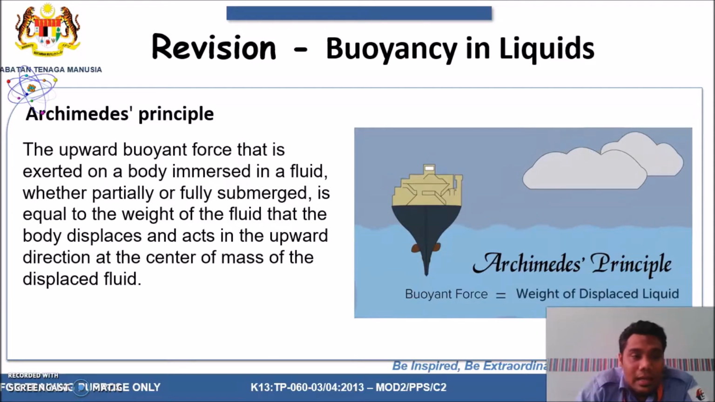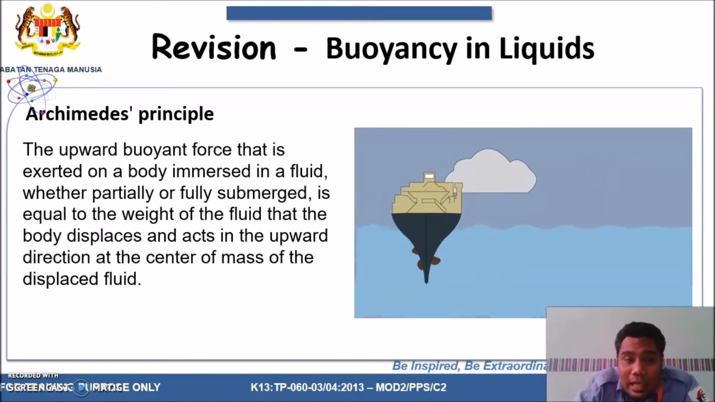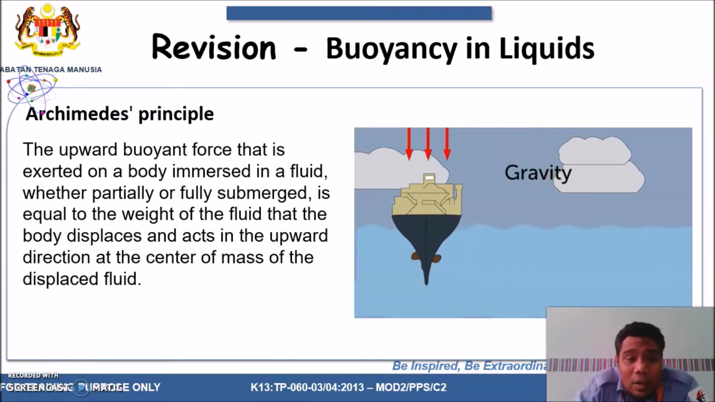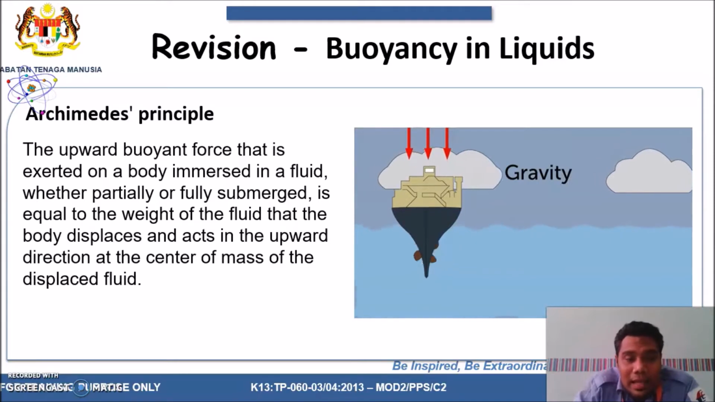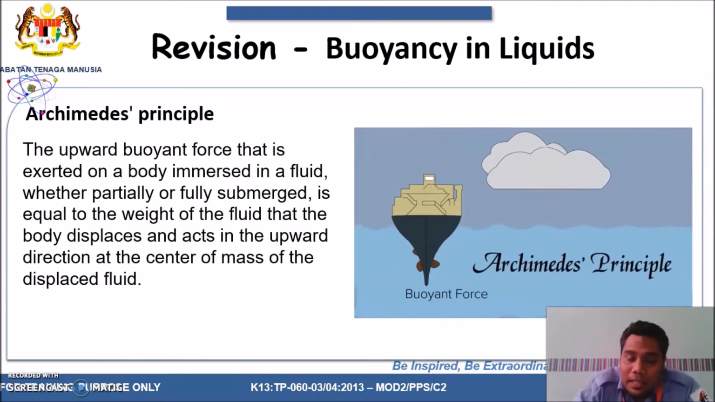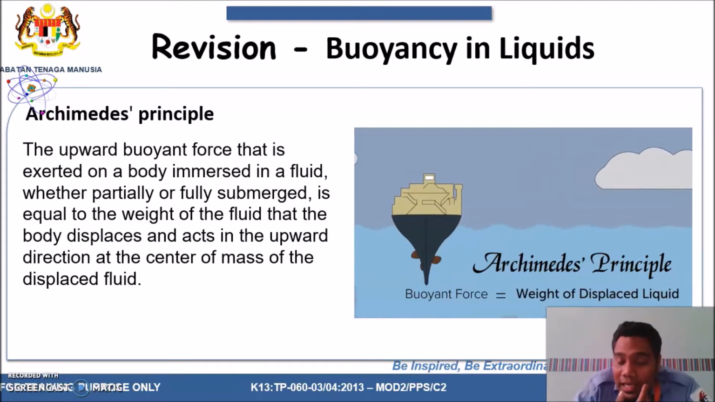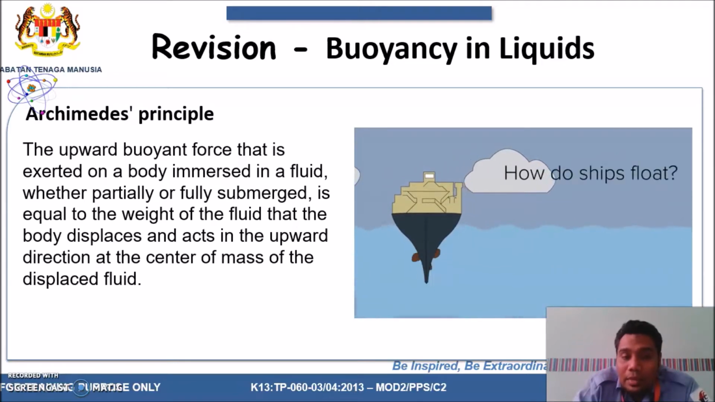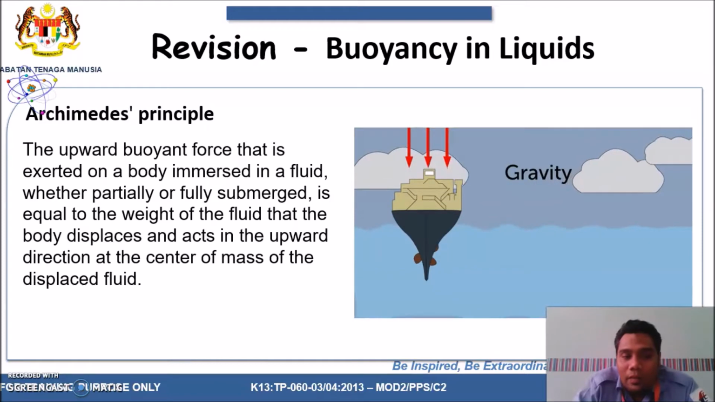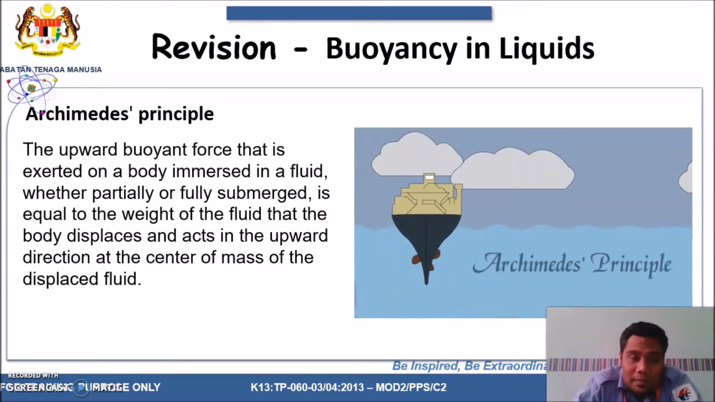Okay, Archimedes principle says that the upward buoyant force exerted on a body immersed in a fluid, whether partially or fully submerged, is equal to the weight of fluid that has been displaced and acts in an upward direction at the center of mass of the displaced fluid. So in Archimedes principle, there is a force called the buoyant force which supports the ship to float. When an object, for example a ship, is partially or fully submerged into water, there is a force equal to the weight of the fluid that has been displaced. That force is the buoyancy, or buoyant force. It comes from the Archimedes principle.